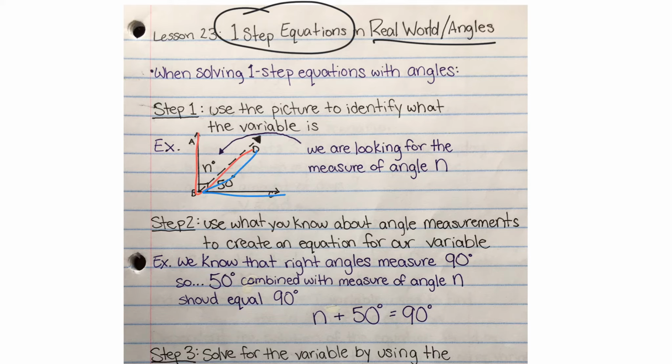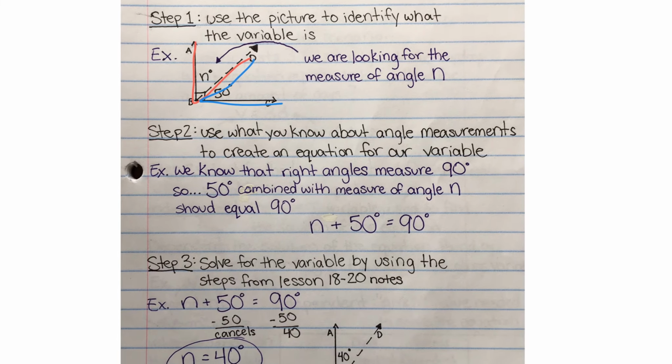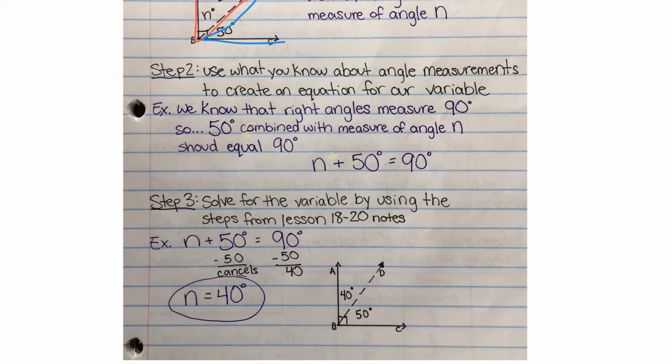So step 1 asks us to use the picture to identify the variable. We are looking for the measure of angle N, this one here. It gives us DBC, which is 50 degrees. We need to find ABD, which is N degrees. Now step 2, we use what we know about measurements to create an equation for our variable.